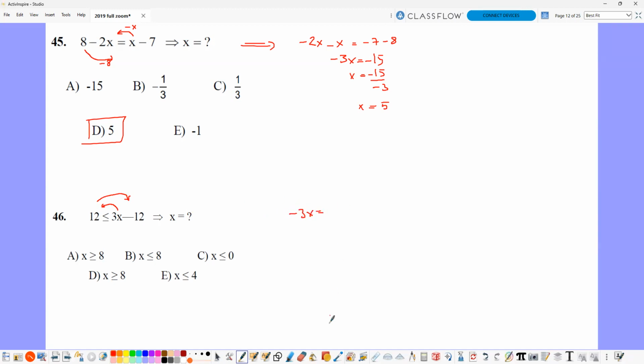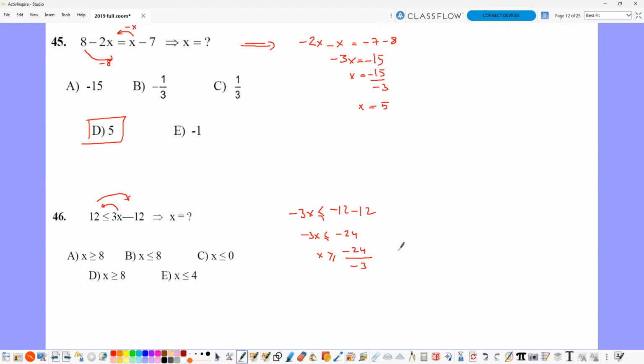It's going to be less or equal to still, minus 3x less or equal to minus 12 minus 12. This 12 comes as a minus 12 on the other side. Minus 3x less or equal to minus 24, and x is bigger or equal to minus 24 over minus 3.